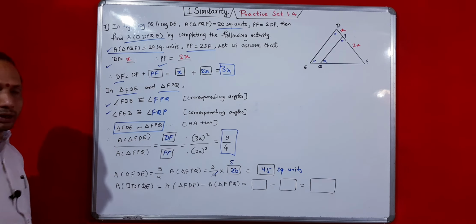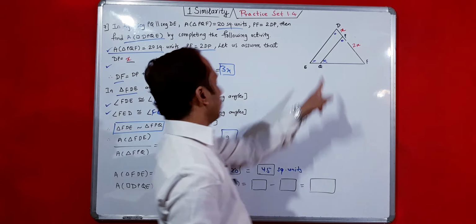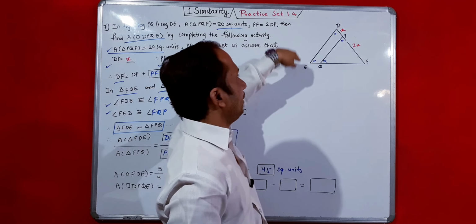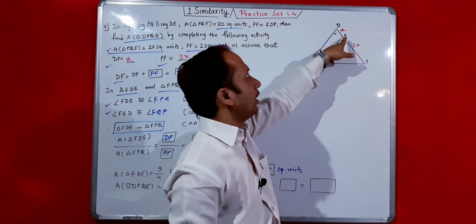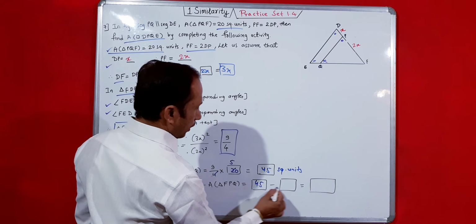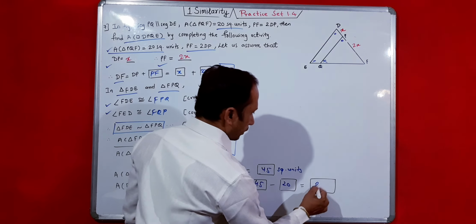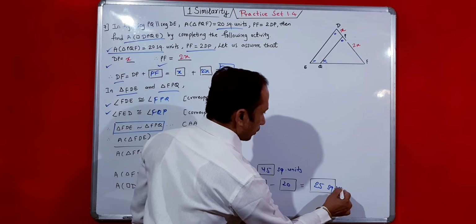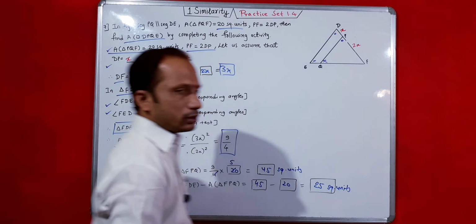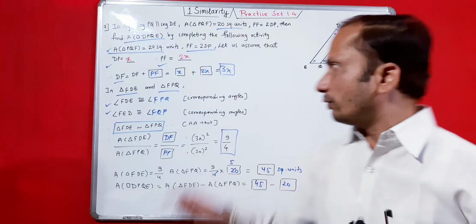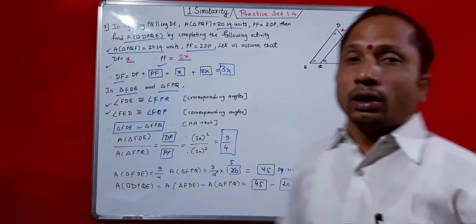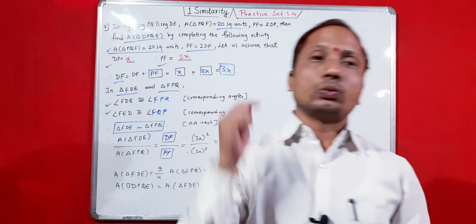Area of quadrilateral DPQE is now equal to area of the whole triangle FDE minus area of triangle FPQ. So 45 minus 20, it is given, so it is 25 square units. In this way you have to solve this. This is one of the activities. This activity is also very easy. Just concentrate on the given facts. What are the given? Just observe the diagram and solve this. This is the last question of practice set 1.4.